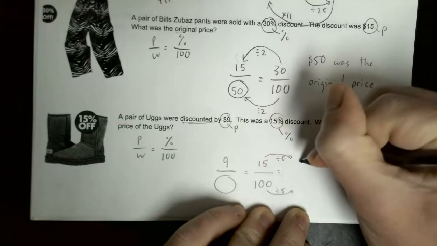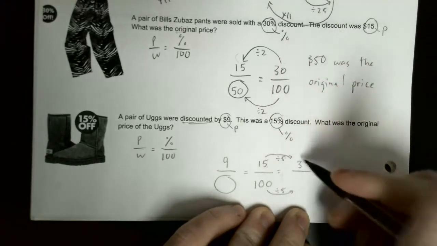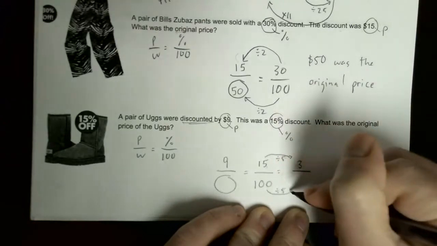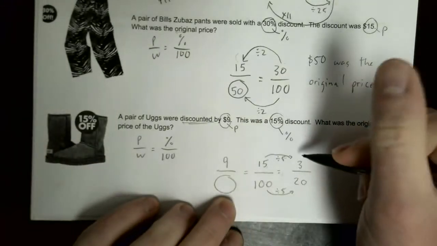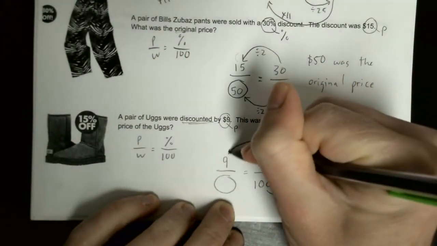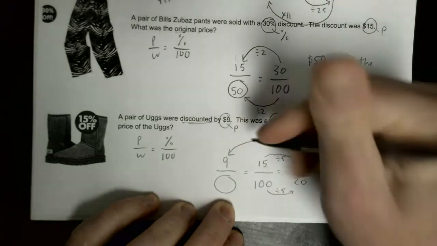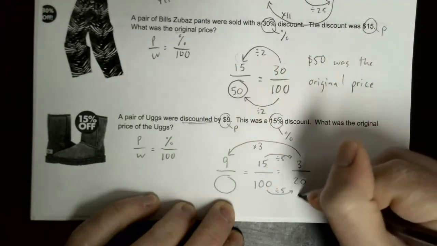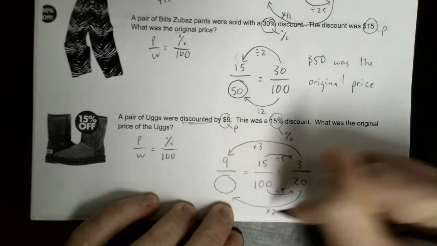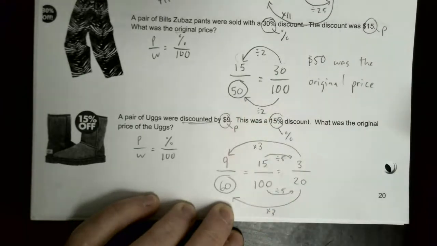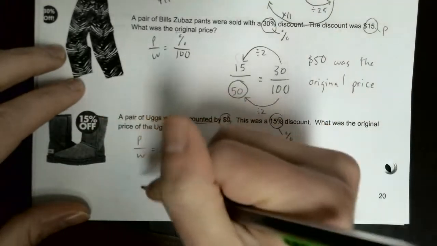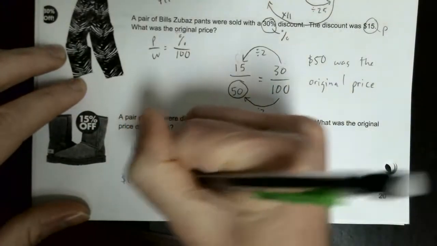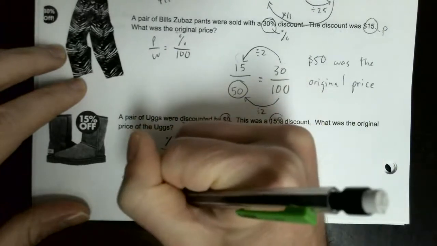15 divided by 5 is 3, which is good because I can now get from 3 to 9. 100 divided by 5 would be 20. Now I can get from 3 to 9 by multiplying by 3. We'll do 20 times 3 is 60. So those Uggs were $60, but with a $9 discount, they'd only be $51. So $60 is the original price.